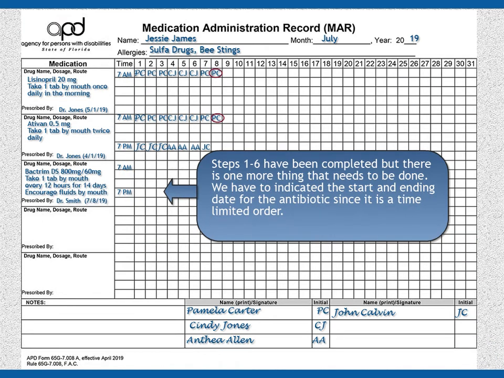Steps 1 through 6 have been completed. Please look over the entry carefully and note where everything from the prescription is recorded. This is the format you should always use when adding a medication to the MAR. There's one more thing that needs to be done. We have to indicate the starting and the ending date for the antibiotic since it is a time-limited order. I will show you how to do that on the next slide.